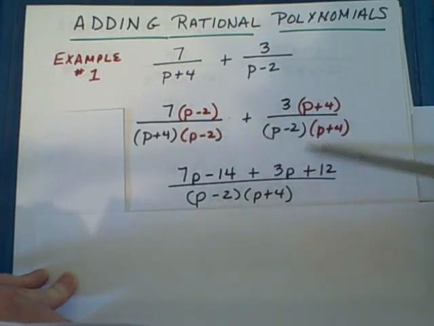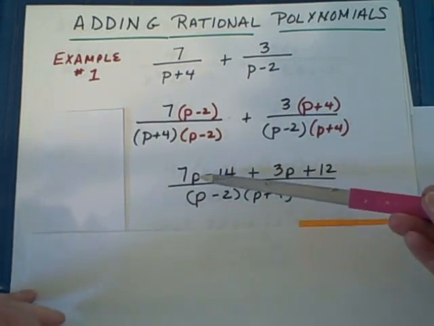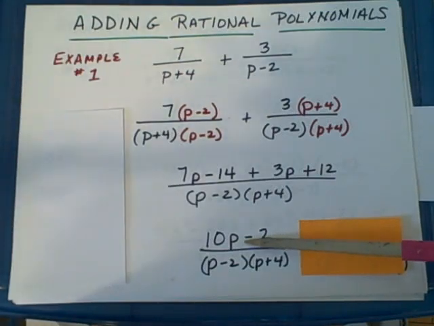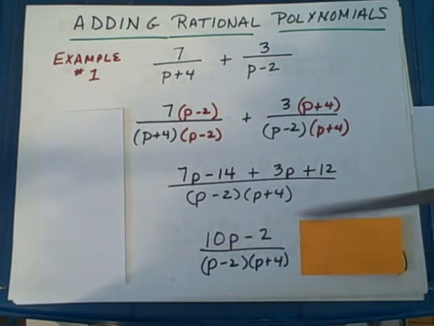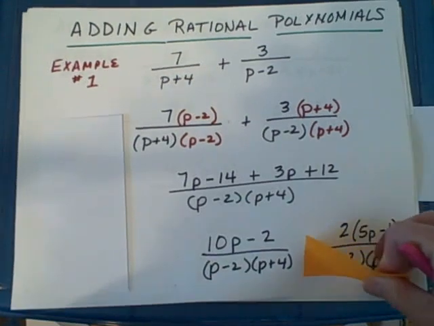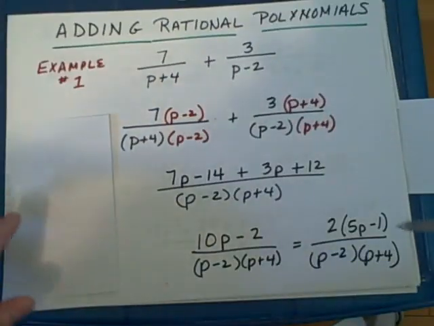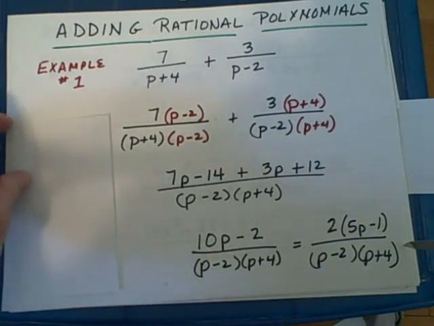Now we have common denominators, so we can combine them into one denominator and then combine our like terms. 7p plus 3p gives us 10p. And negative 14 plus 12 gives us negative 2. We have a denominator. Notice we can take a 2 out of the 10p minus 2. So we do that and we get 2 times 5p minus 1.